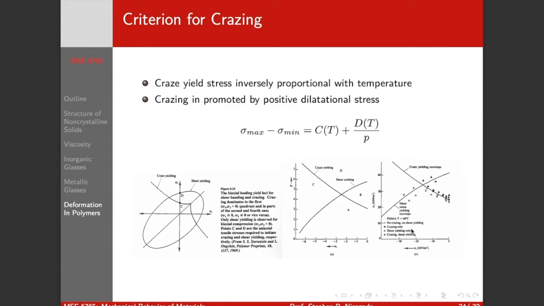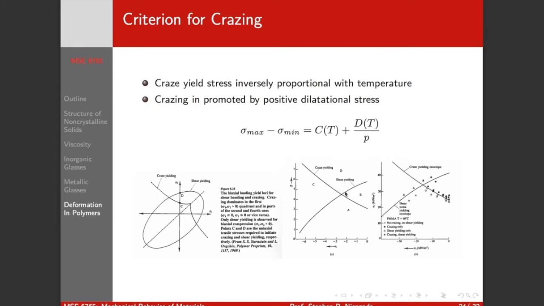Right, and this is just some experimental observation. So if you're in this region here, you're going to yield by shear banding, right? Because I'm under my craze yielding line, but above my shear yielding line. So that means I'm over in this region out here, right? I'm below crazing, but I exceed my shear yield surface.